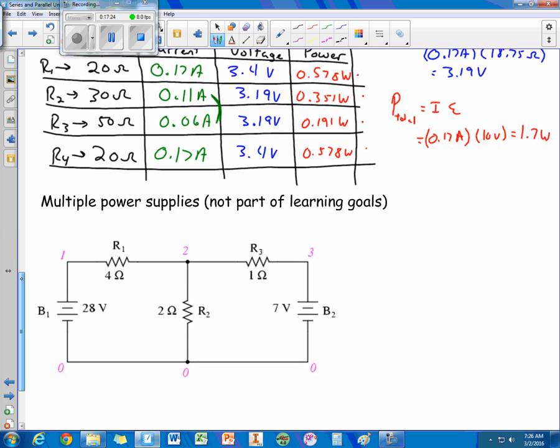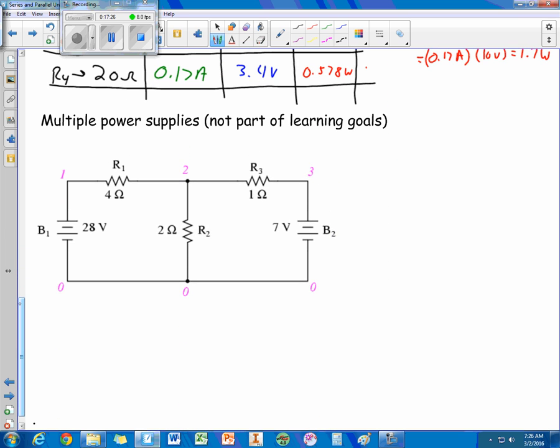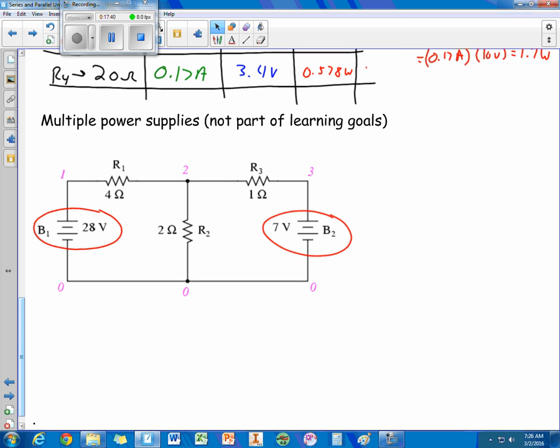This last resistor, we're not going to work it out. It's not part of our learning goals. But I want you to recognize that it is possible to have a circuit with two power supplies in them. And if you're curious, you can find a number of videos on YouTube which would help you solve something like this. That concludes this unit's worth of notes.